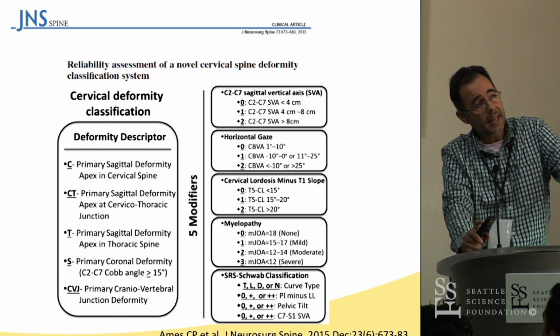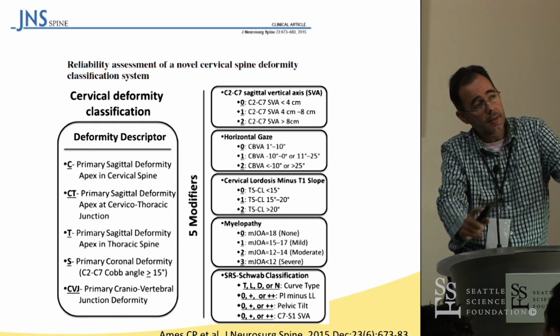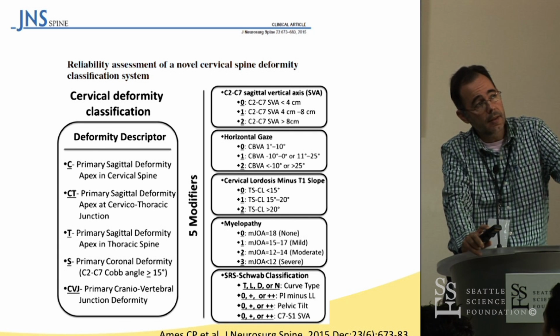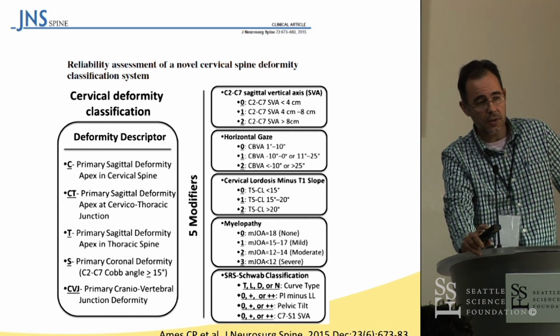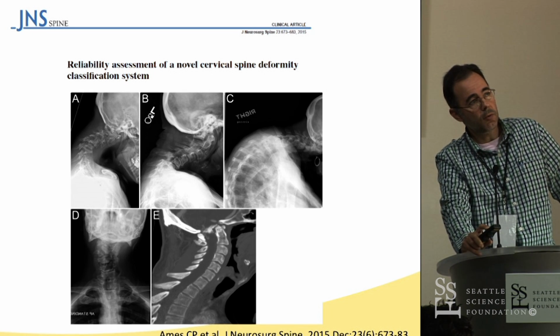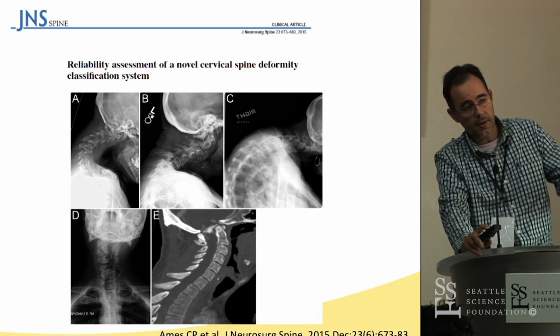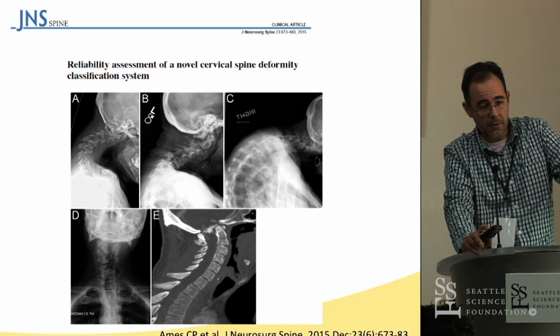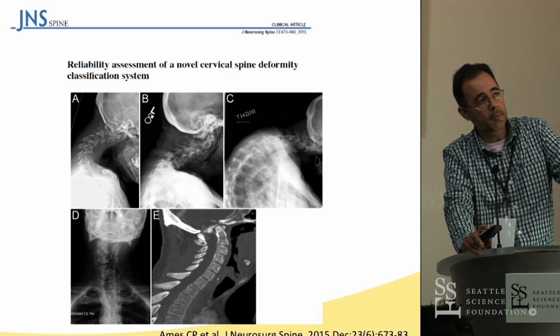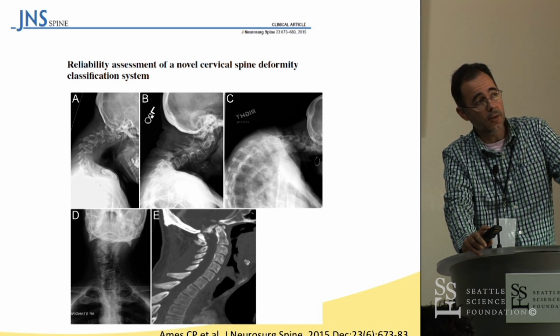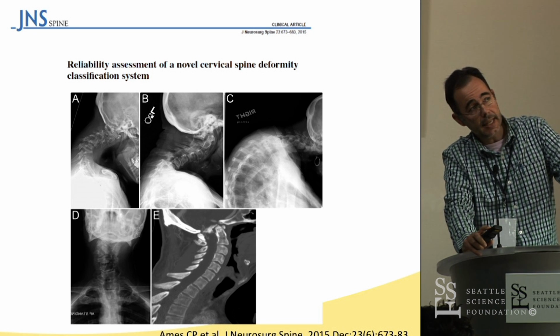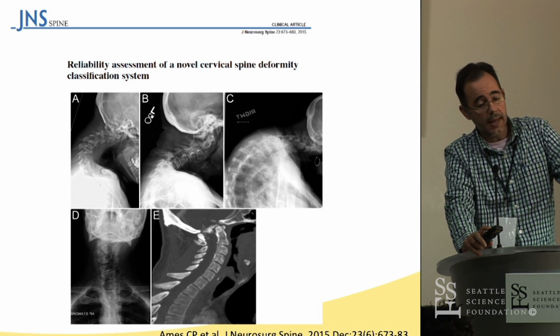So it's important to grade the myelopathy. This cervical deformity classification scheme is fairly new, but it's important to go over the fact that there are a variety of different types of cervical deformity, and they've classified these deformity types based on the location and type of deformity. So going from A to E, A is a mid-cervical apex of the deformity.